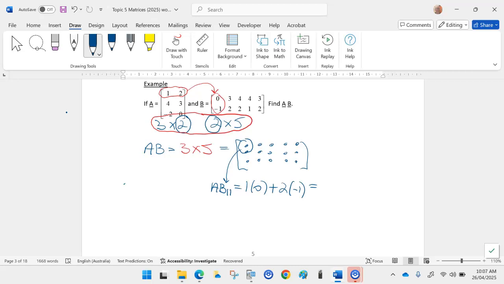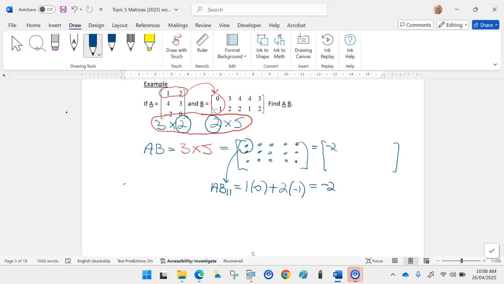Add them up, simplify them, that would be -2. But that tells me that the first element in the matrix AB, the product of AB, in the first row, first column would be -2. Excellent. Only 14 more to go.